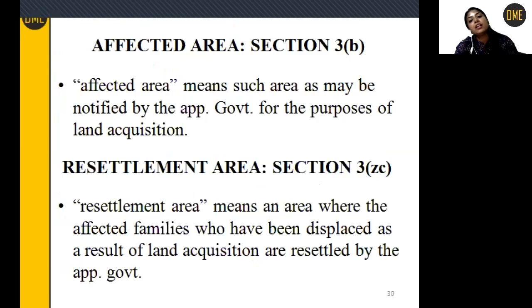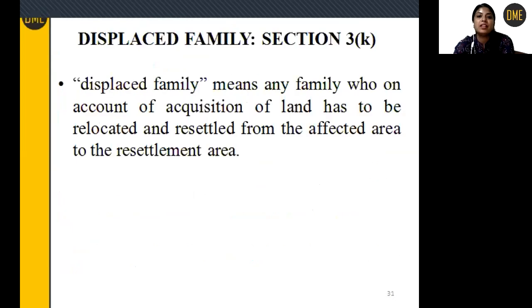Resettlement area means an area where the affected families who have been displaced as a result of land acquisition are resettled by the appropriate government. Lastly, displaced family, section 3K, means any family who on account of acquisition of the land has to be relocated and resettled from the affected area to resettlement area.